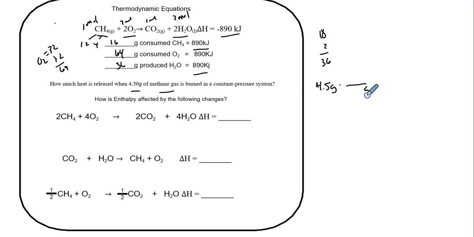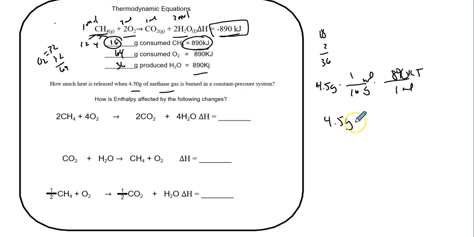4.5 grams, grams to moles, 1 mole gives me 890 kilojoules of energy. That's using this relationship with these moles, and this is just 1 to 16. I also could do 4.5 grams and use this relationship: 16 grams is to this, get rid of grams, and go to moles. 890 per 16 grams. Both of these, you'll see, give the same answer, and I'm sure you can calculate that on your own.